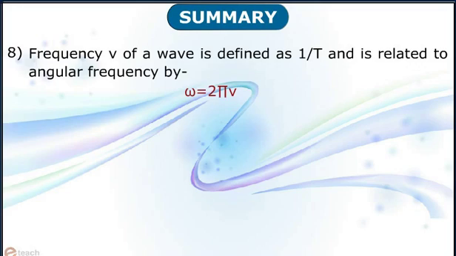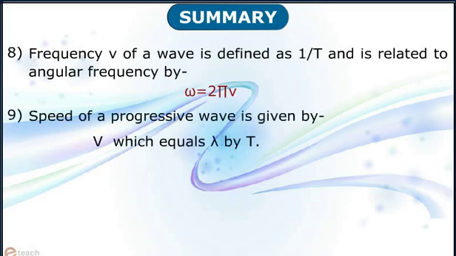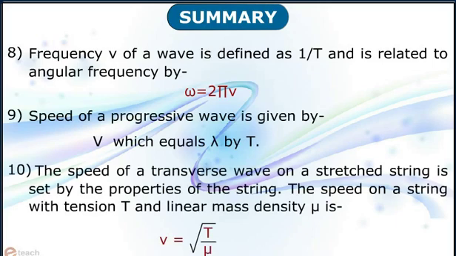Frequency nu of a wave is defined as 1 by T and is related to angular frequency by omega equals 2 pi nu. Speed of a progressive wave is given by v, which equals lambda by T. The speed of a transverse wave on a straight string is set by the properties of the string. The speed on a string with tension T and linear mass density mu is v equals square root of T by mu.